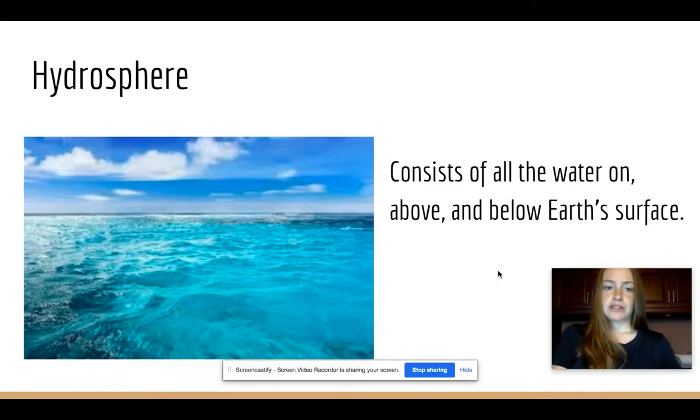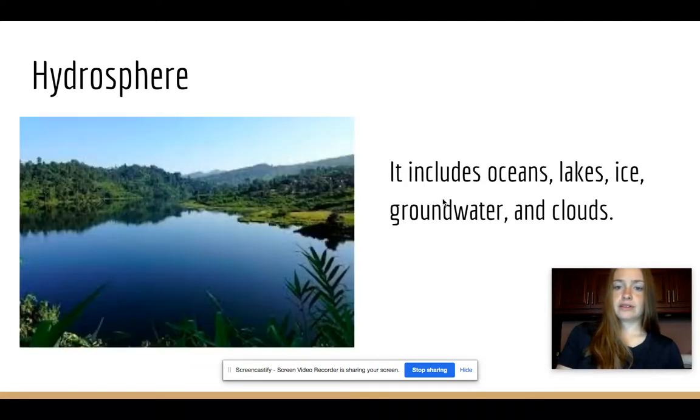Next, we have the hydrosphere. As we said, this is all the water on Earth. The oceans actually account for 97% of the water on Earth, but it also includes the lakes, ice, groundwater, and clouds.